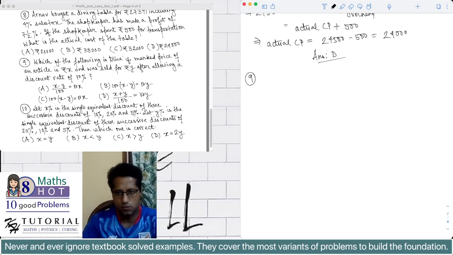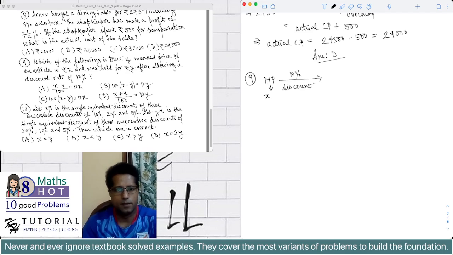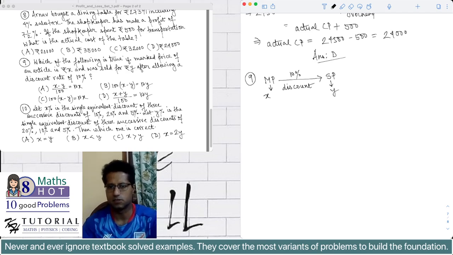Okay, so there is a discount. The mark price is X. There is a discount of R%, and it was sold for rupees Y. That is, the selling price after the R% discount on the mark price is given to be Y. This is the scenario, and we have to find the relation between X, R, and Y.